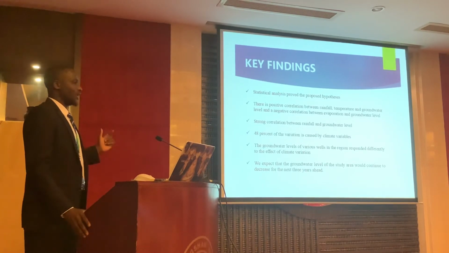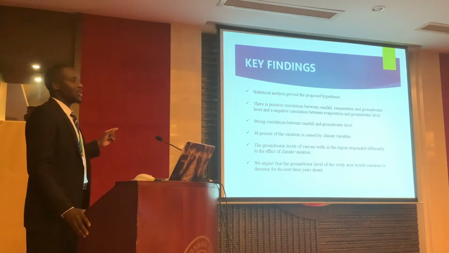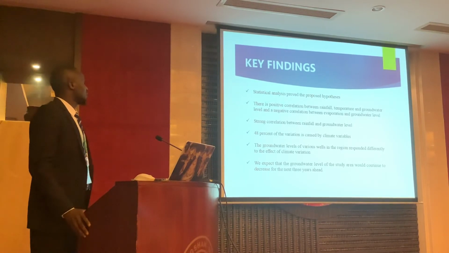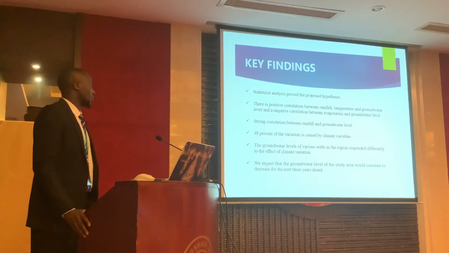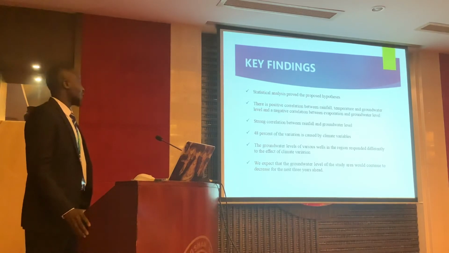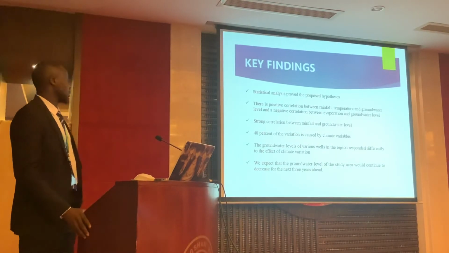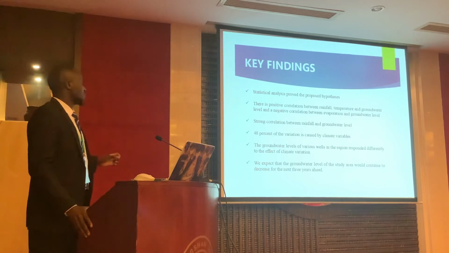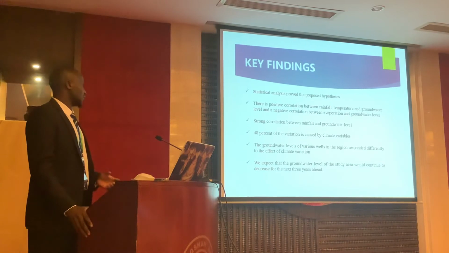As mentioned earlier, we used only 3 variables. If you use other variables, this might increase the strength of the R square. The groundwater levels of various wells in the region responded differently to climate variation. This also sends a signal for further research: why wells in the same region have different responses. That means there are geographical characteristics and others that need further research as well. We also expect, based on the ARIMA forecast, that the groundwater level in the study area will continue to decrease.